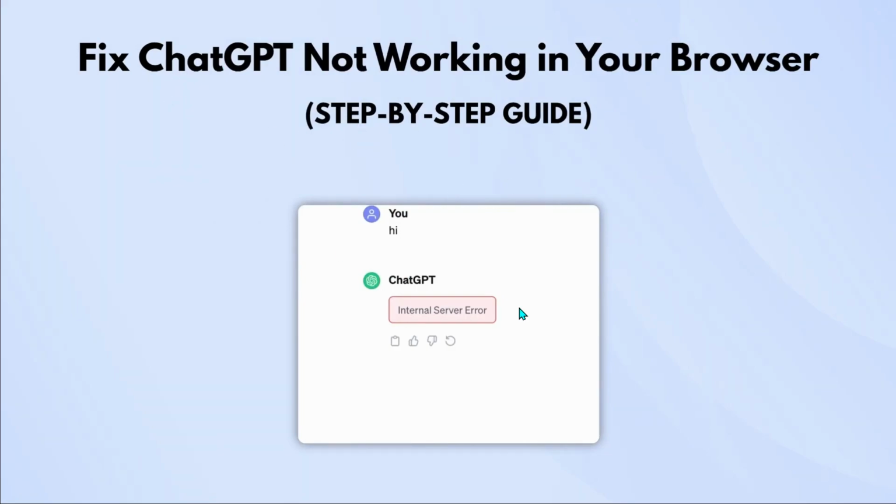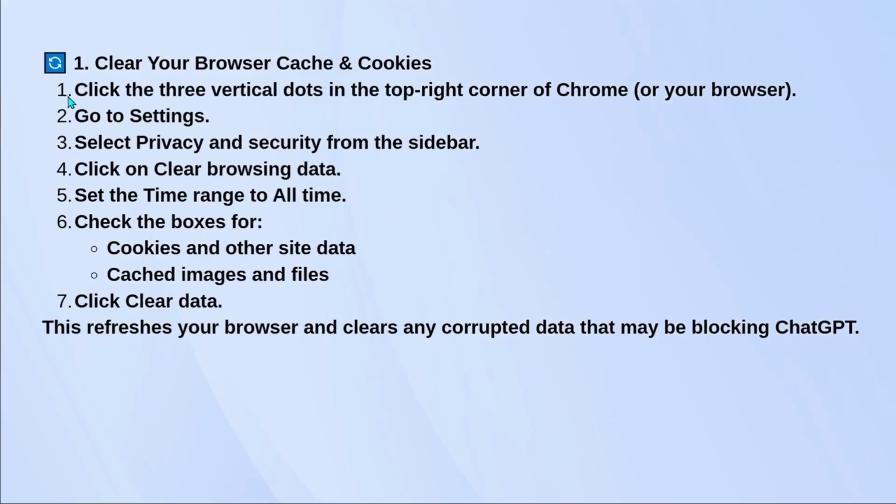First, try clearing your browser cache and cookies in Chrome. Click the three dots in the top right corner, go to Settings, then look for Privacy and Security. Click on Clear Browsing Data. Set the time range to all time and make sure the boxes for cookies and cache files are checked. Then click Clear Data. This can help clear out anything that might be interfering with how ChatGPT loads.